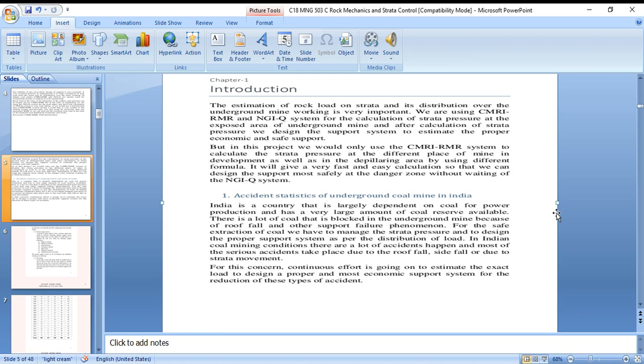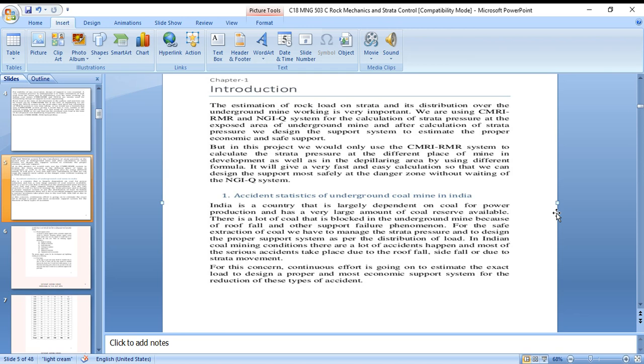In Indian coal mining conditions, there are a lot of accidents happening, and most of the serious accidents take place due to roof fall, side fall, or strata movement. For this concern, continuous efforts are going on to estimate the exact load to design a proper and most economic support system for the reduction of these types of accidents. So this is the essential reason why a support system is required. You have to concentrate on rock property and RMR, Q systems for the estimation of load.